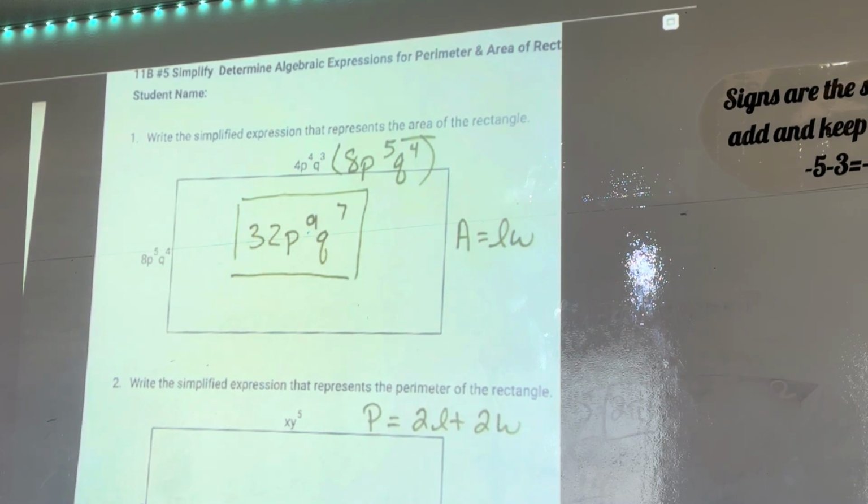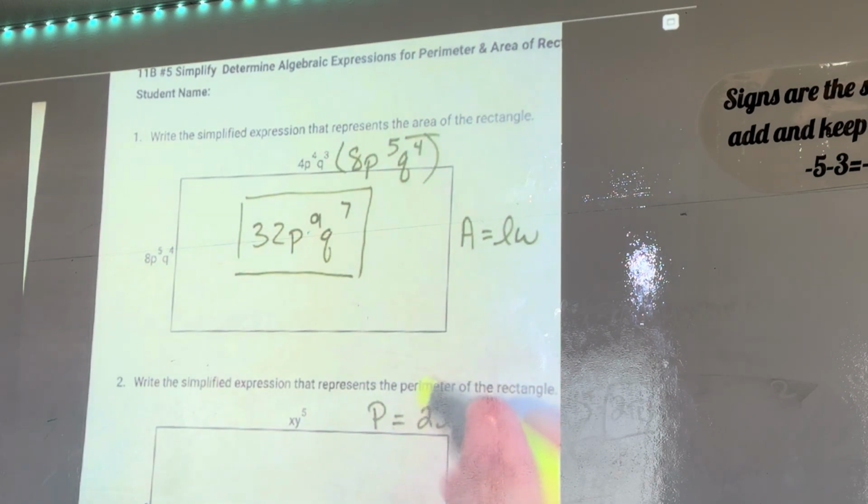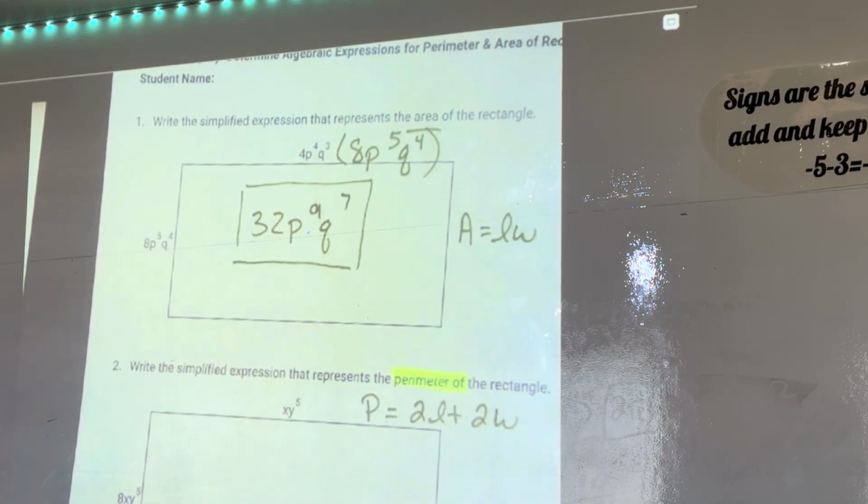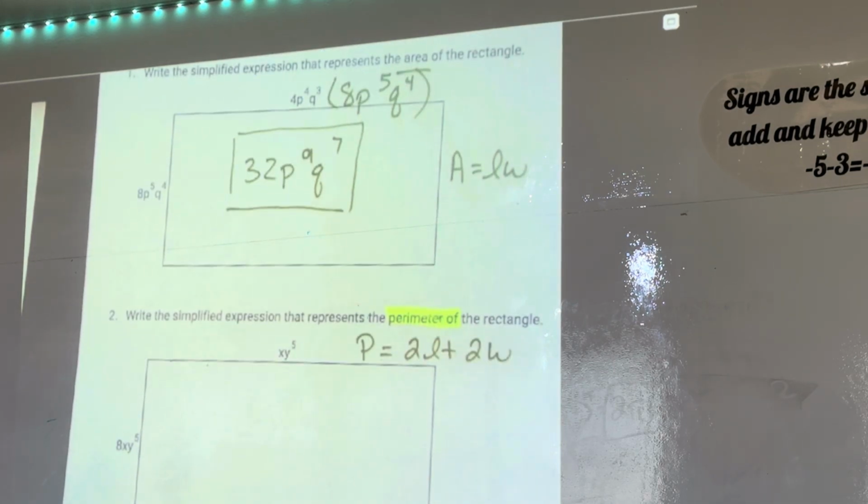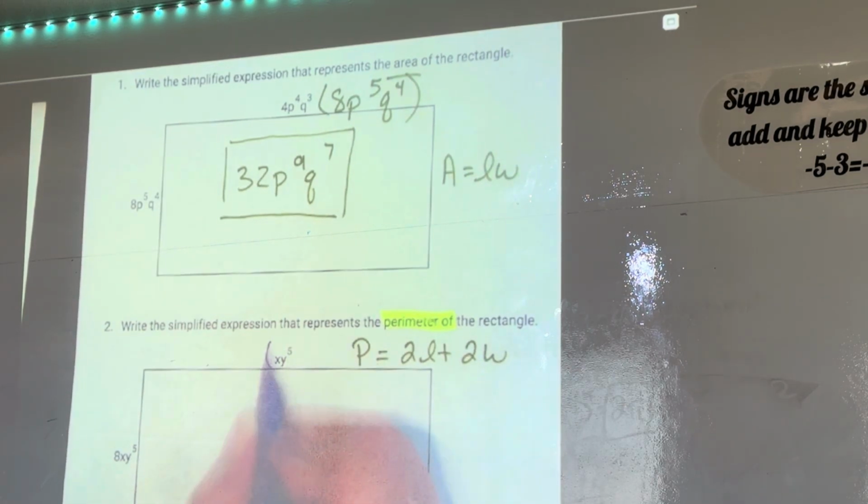And the first thing I did on number 2 is I assumed it was area, but it's not area, it's perimeter. So make sure you read the problems when you get to them. We are going to do twice the length plus twice the width. So we're going to multiply each of these times 2, and then we're going to add them together if they are like terms.